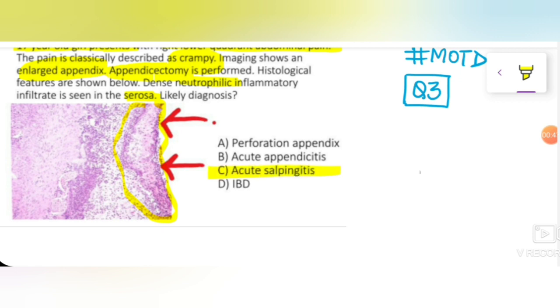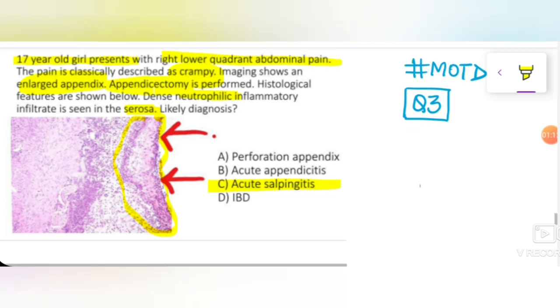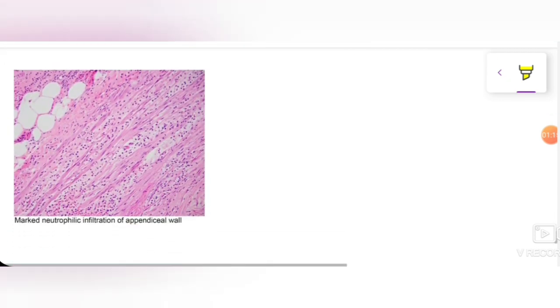The answer to this question was acute salpingitis, which suddenly sounds a little random amongst the history, but I'll tell you how we actually diagnose acute appendicitis. So you'll say that appendix was removed and appendix was enlarged, crampy lower abdominal pain is there. So why not acute appendicitis? Because the entire story changes here when I see the histopath. Let me show you these two pictures now.